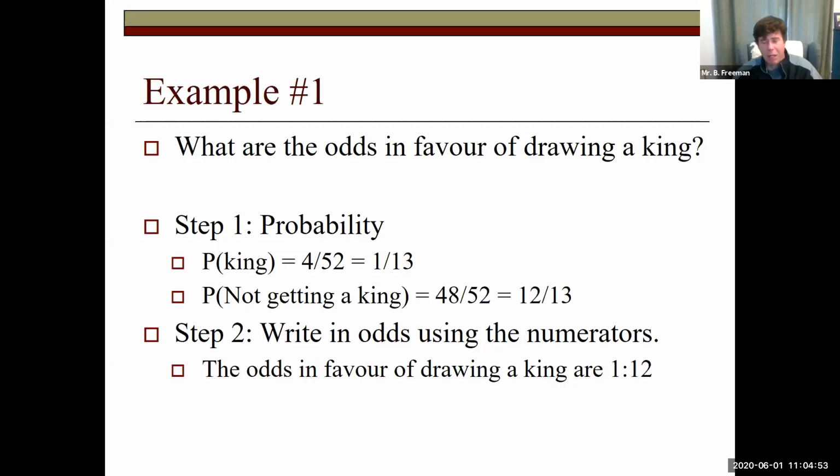So that's it. If you are asked what are the odds in favor of drawing a king, you simply do the probability of it happening, the probability of it not happening, and then you write the final answer out. If you're able to look at this question and just see the answer, that's great. Write down the answer.